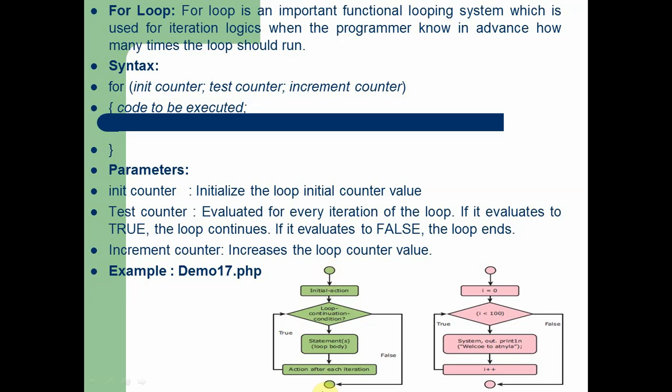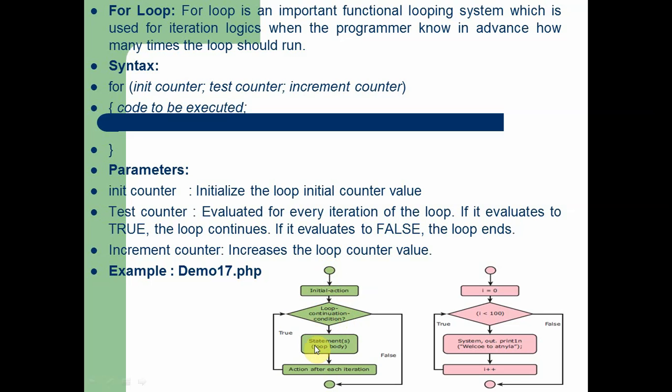These 2 circles represent the start and end of the program, and the rectangular boxes represent the control structures or statements. The diamond structure represents the condition. So the first circle represents the start of the program. After initializing some actions, based upon some condition, if the condition is true, then this statement will execute.